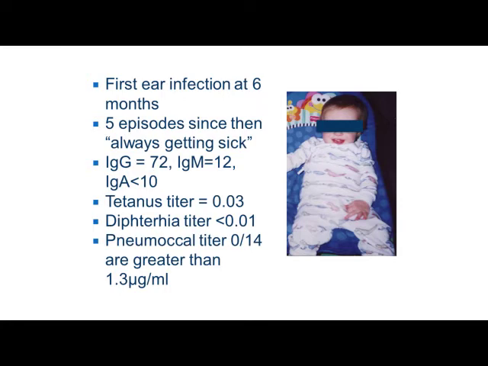He had seen his pediatrician on numerous occasions and been prescribed antibiotics and responded well to those antibiotics. Eventually, after this pattern continued, immunoglobulin studies were obtained, and he was found to have an IgG level of 72, an IgM of 12, and an IgA that was undetectable. He had also received his normal pediatric immunizations and was found to have a tetanus titer of 0.3, a diphtheria titer of less than 0.01, and no protective pneumococcal titers of those measured. For that reason, he did not generate antibody responses.